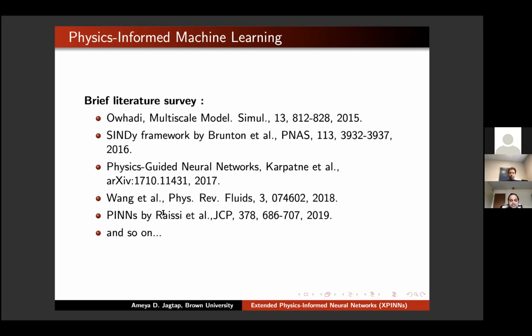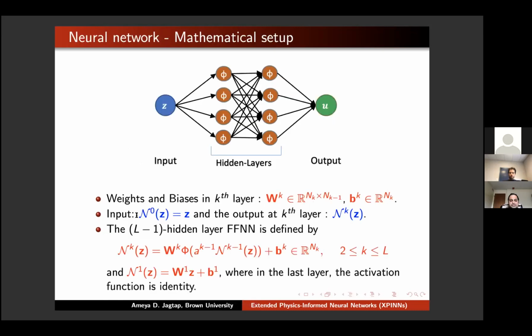So the list is long. So in this talk, I'm basically focusing on PINNs. Before moving to PINNs, let's see the mathematical setup for the feed-forward neural network. We are going to use a feed-forward neural network in the PINN framework.